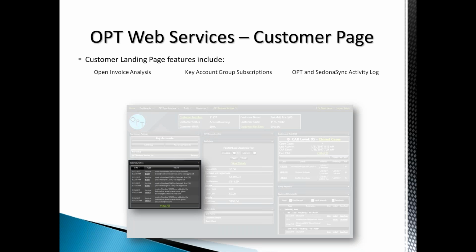In addition to the key account, we also have our Sedona Sync event log. This is a listing of everything that's going on behind the scenes for your customer. So things like we're sending out notifications, we're sending out the invoices, the customer's opening the invoices and viewing them, or the survey responses coming through. So it's just a listing of everything that the Sedona Sync application and web services is doing for your customer.